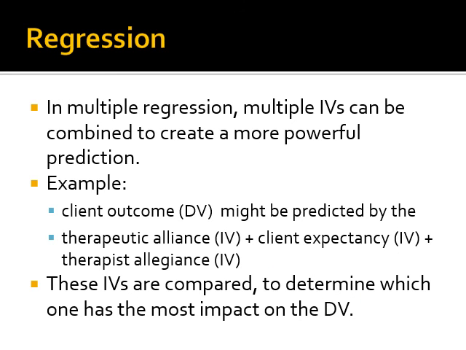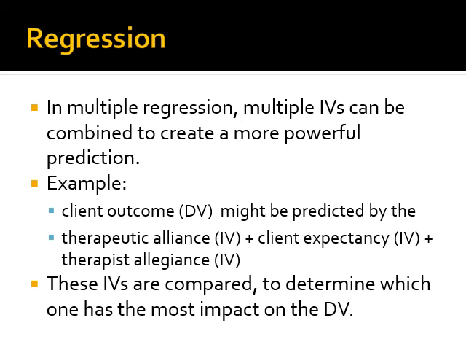In multiple regression, multiple independent variables can be combined to create a more powerful prediction. Another example from the counseling literature is when we look at client outcome and look at the predictions based on things like therapeutic alliance or relationship, client expectancy of change occurring, and therapist allegiance to the model being provided, the technique or theory. When we combine all of these, we have a more powerful prediction for whether or not therapy is going to be successful than if we just took therapeutic alliance, for example.